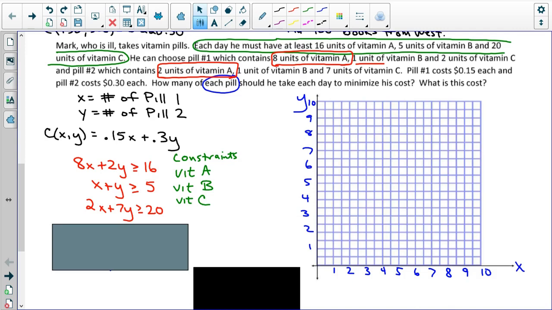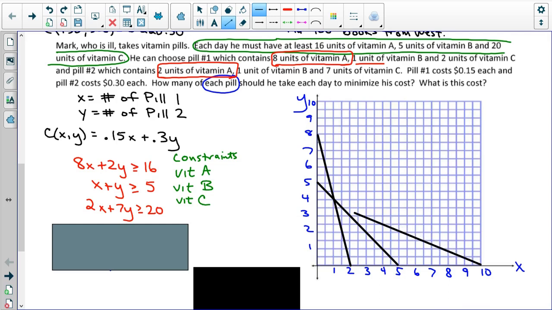If I graph by intercepts, that's probably the easiest method. So 8x plus 2y equals 16. That means my x-intercept is 2, and my y-intercept is 8. x plus y equals 5. We'll have x and y intercepts both at 5. And then 2x plus 7y equals 20 has intercepts at x equals 10 and y equals 20/7, which is a little bit less than 3. So it's obviously not going to be perfect, but that's kind of what's going on.